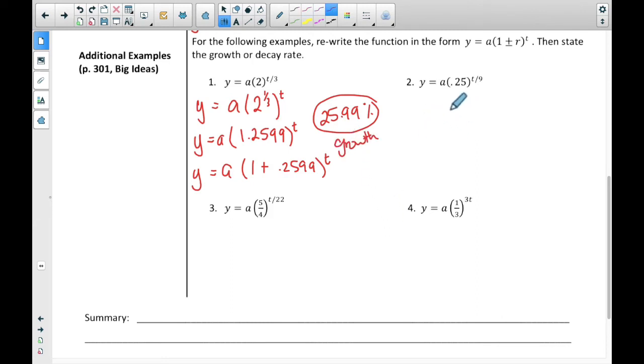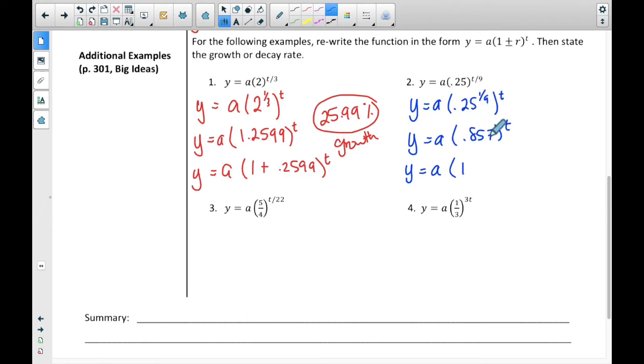Let's do number 2. It's going to be a decay problem. So I'm going to change that. Instead of having that fraction, I'm going to have a multiplying by a fraction like this. Now I'm going to go to my calculator. I'm going to enter 0.25 to the 1/9 power. Try that, see what you get. Okay, you should have gotten 0.857 for that decimal.